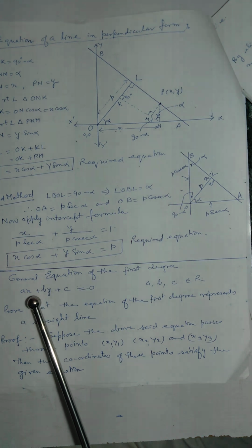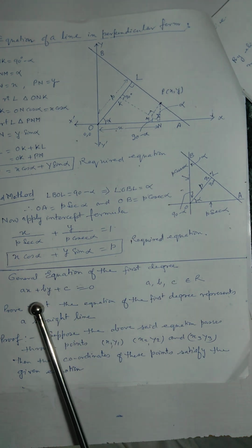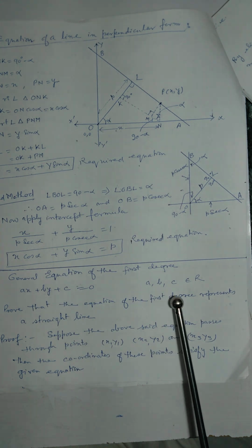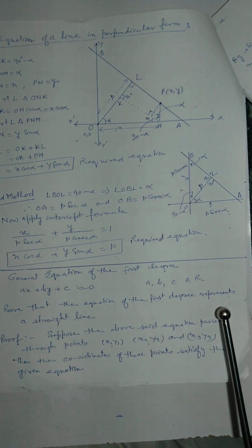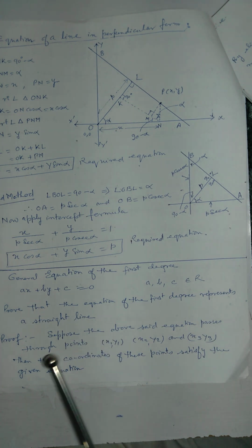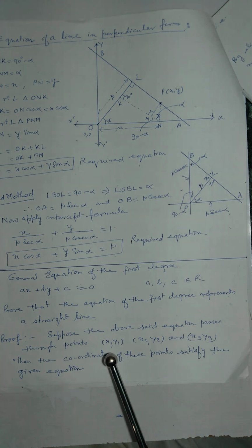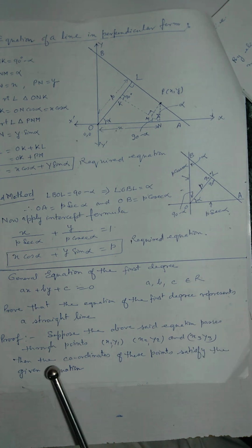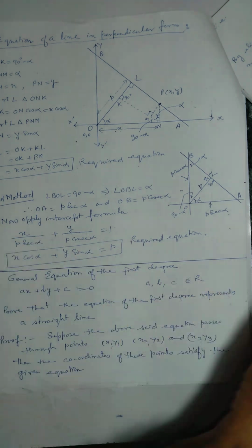Now come to the next, the general equation of the first degree, that is ax plus by plus c is equal to 0, where a, b, c belong to real numbers. Prove that the equation of the first degree represents a straight line. Proof: suppose the above said equation passes through the points (x1, y1), (x2, y2), (x3, y3), then the coordinates of these points satisfy the given equation.